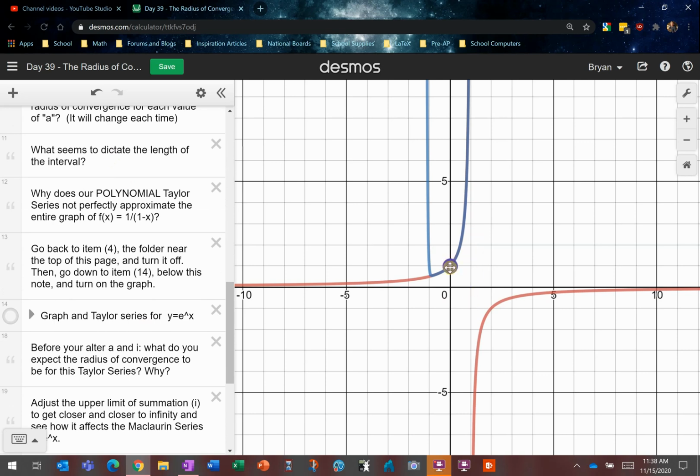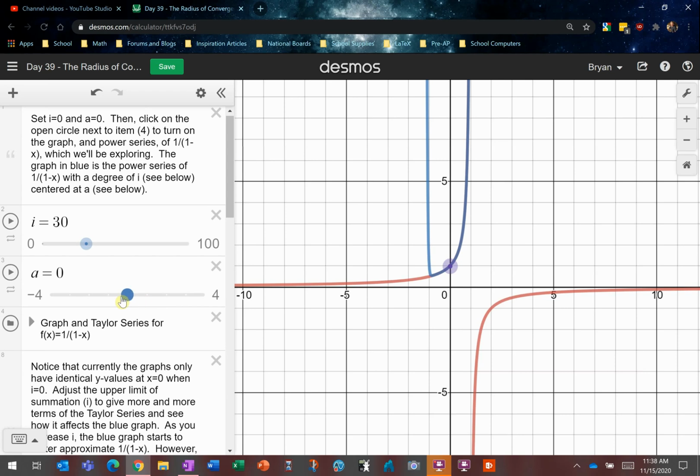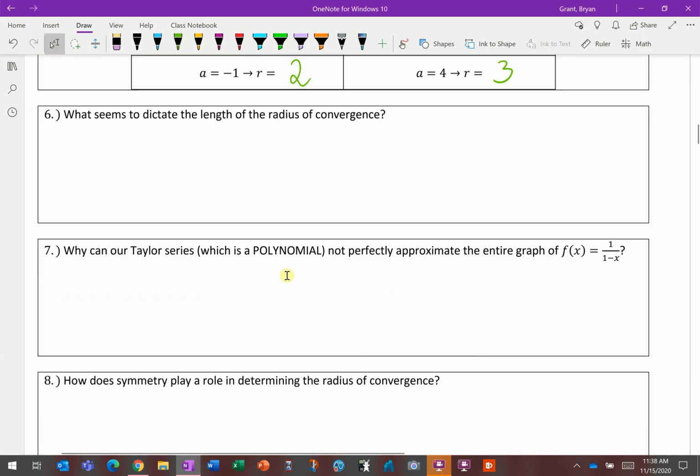So, jumping back over here, what seems to dictate the length of the interval? Well, I think the asymptote that's in the original function is dictating the length of the interval. So if you take the distance from wherever you center it to the asymptote, won't we know our radius of convergence? Yeah? So for example, if I wanted to center this at -4 over here, the distance from -4 to my asymptote, +1, is 5 units: 1, 2, 3, 4, 5. And so it looks like I stop at the asymptote, and so my radius will be 5.